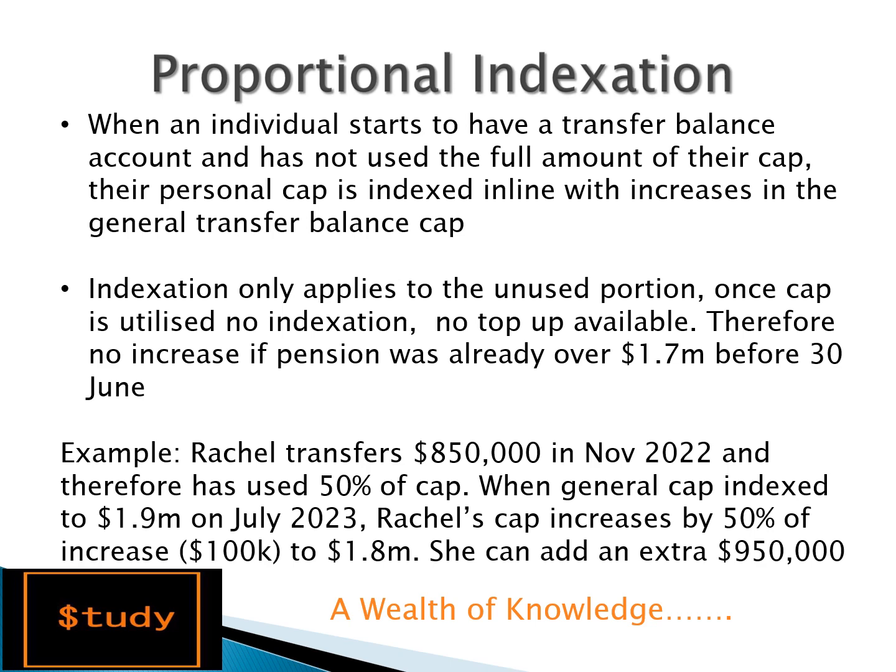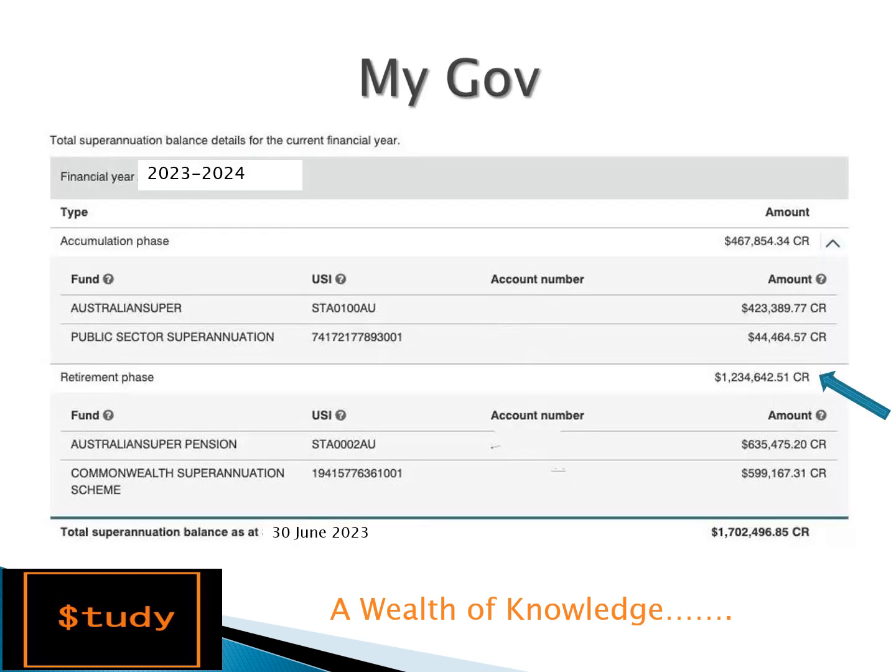So again, let's go back to our statement, and we can see here that this person had $1,234,642.51 in pension phase, 1.234 million. We need to work out, if the cap goes up by $200,000, like it did in that particular time, what would be this person's new TBC? When they had the 1.2, their cap was 1.7. The cap's gone to 1.9, but what is their new cap?